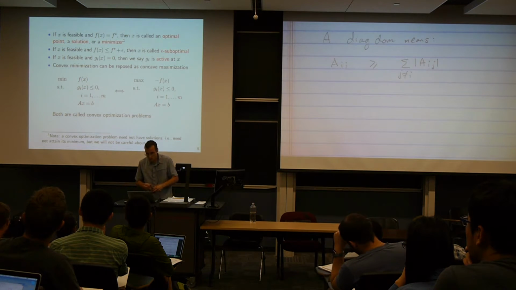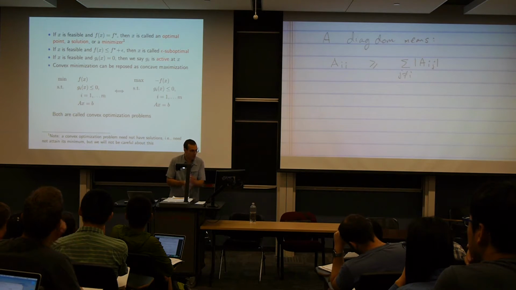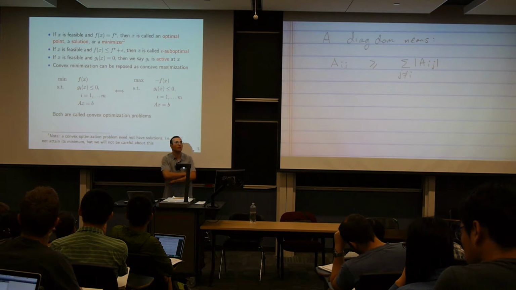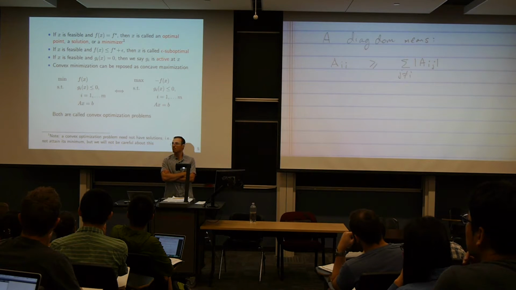So some basic things. Does every optimization problem need to have a solution? Let's say a solution that is in Euclidean space.